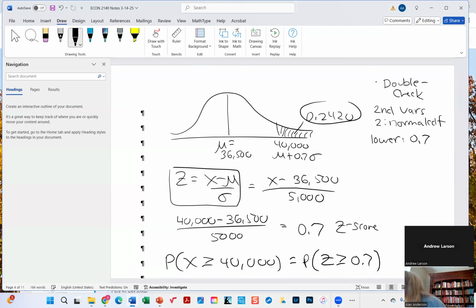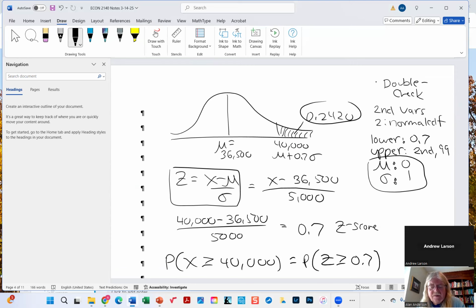Use 0.7 as the lower limit. Use infinity as the upper. But now make sure you convert the mean and standard deviation back to 0 and 1. And if you take out the old calculator, I'm going to do that right now. We have everything from 0.7 up to infinity, and then 0, 1, and what do you know? It's 2420. It's not a coincidence. How do you like that?